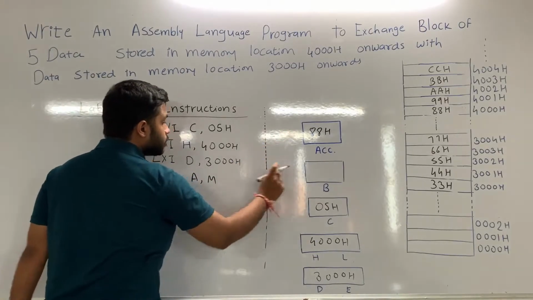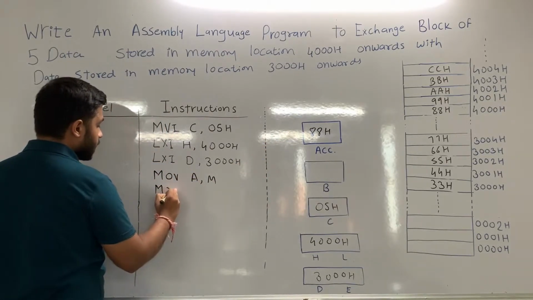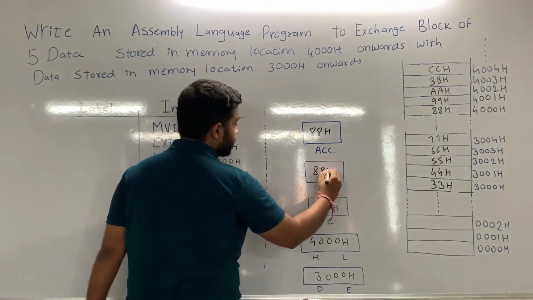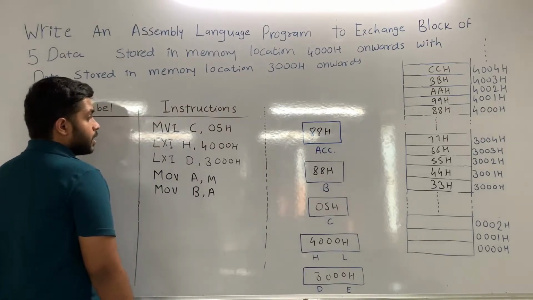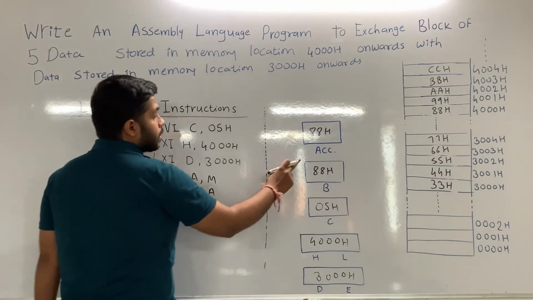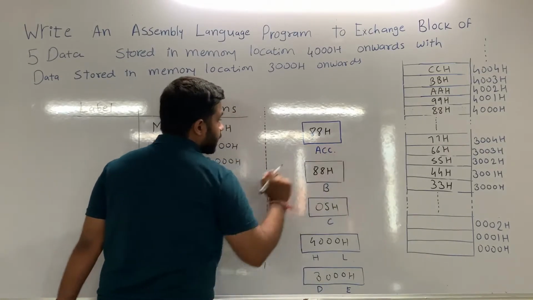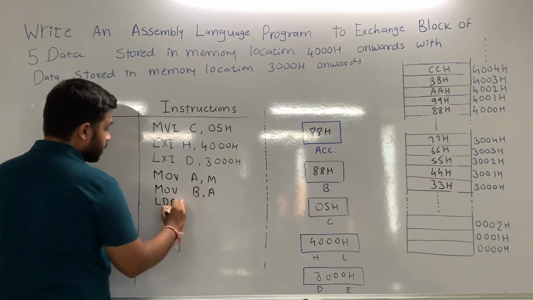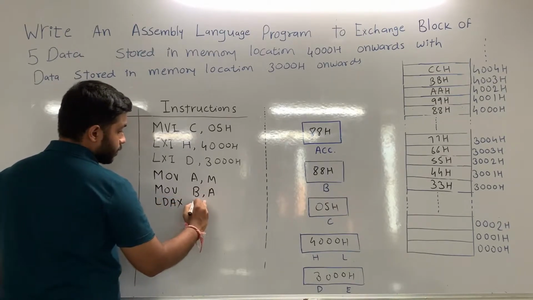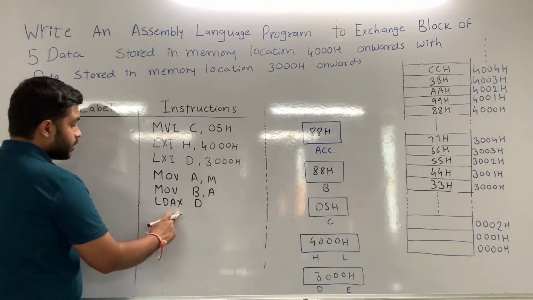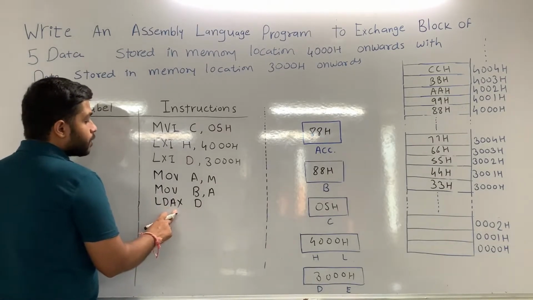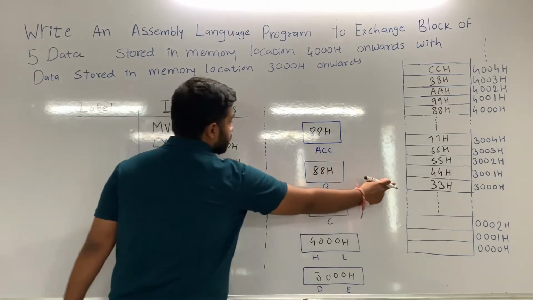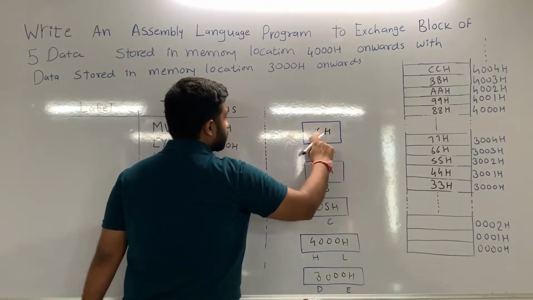Now let's move this data to register B. So we will use the instruction MOV B, A. So in the register B, 88H will be stored. Now let's move the 33H to the accumulator. So we will use the instruction LDAX D. LDAX D means load data to accumulator from the memory location specified in DE pair. In the DE pair 3000H is specified. So in the accumulator we will get 33H.